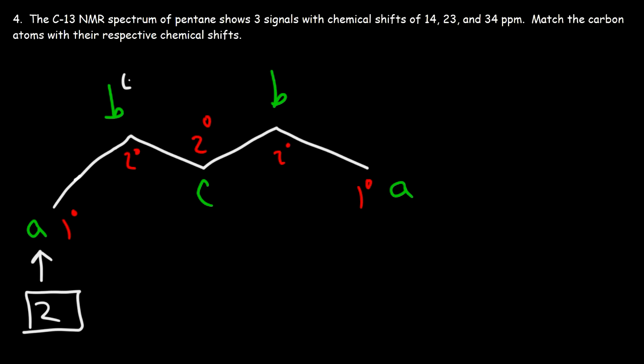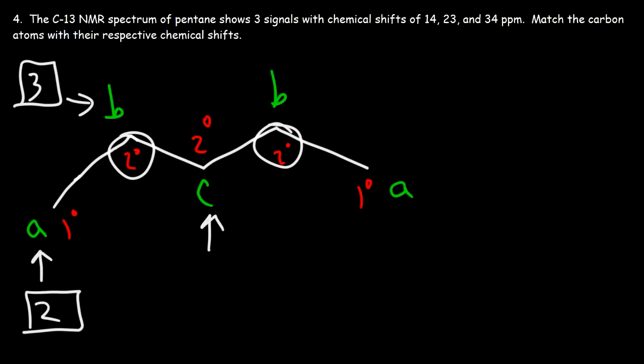Carbon B is adjacent between a primary and a secondary. So 1 plus 2 is 3. And carbon C is next to 2 secondary carbons. 2 plus 2 is 4.